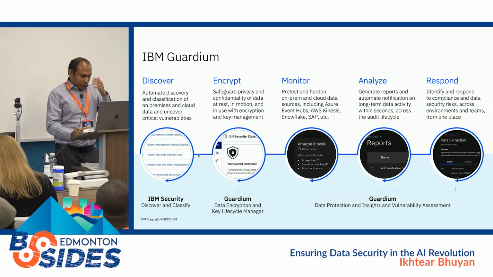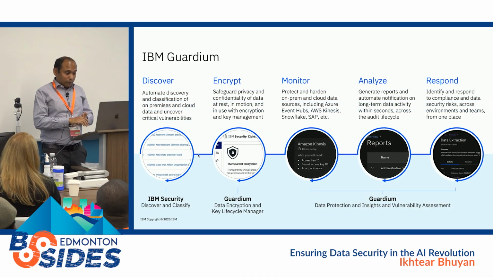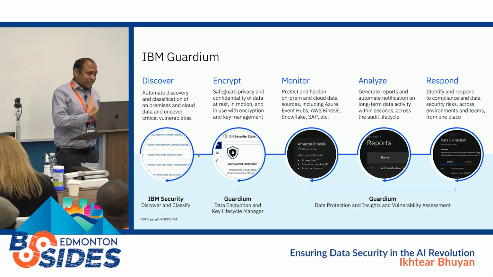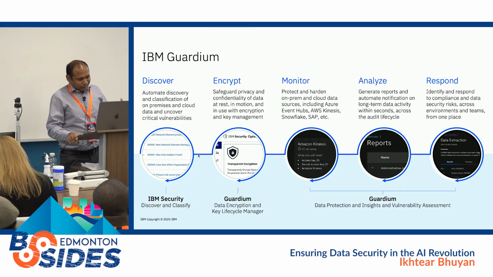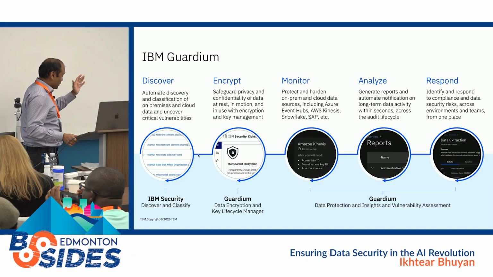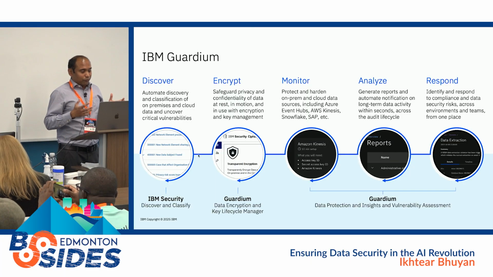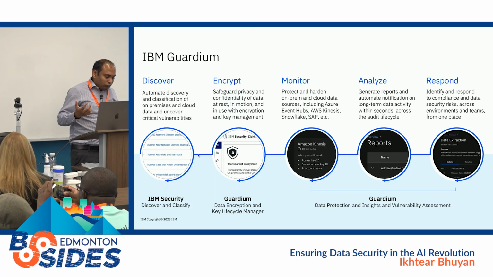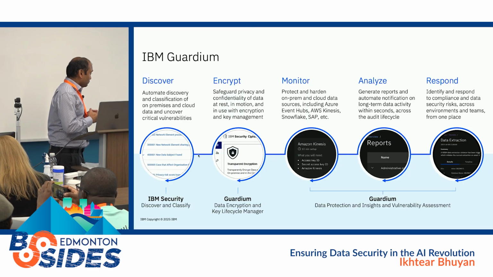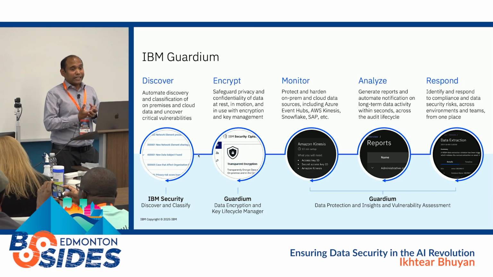So what IBM is doing with the IBM Guardian portfolio of data security, we are following this 5 process. This is the IBM Guardian 5 process. First, security 101. I need to see what I want to secure. So discovery of your data.